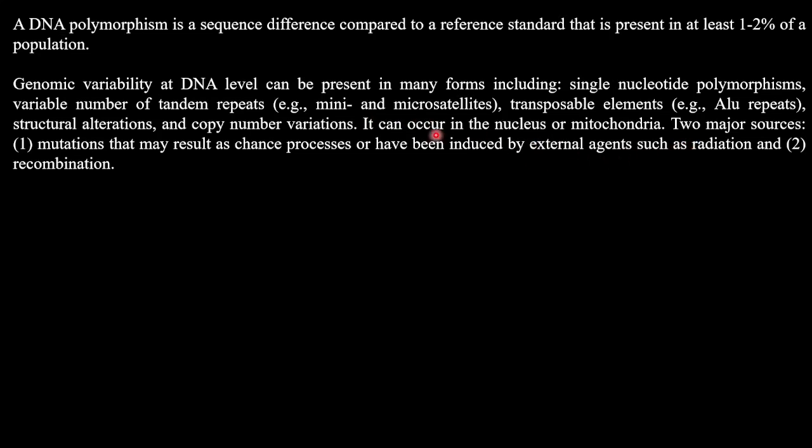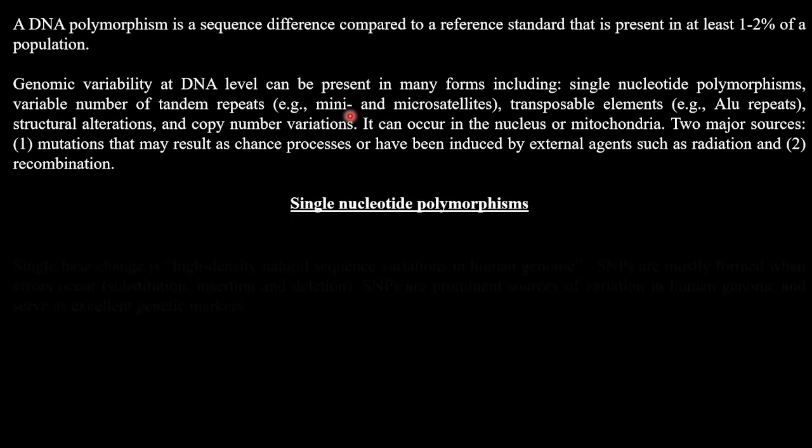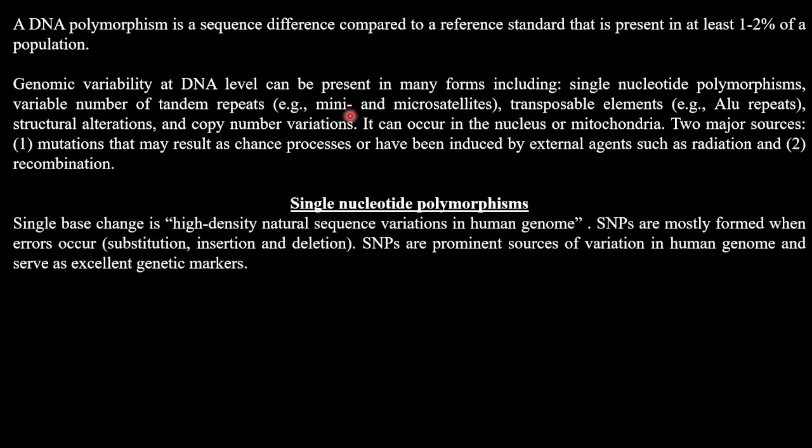And DNA polymorphism could be single nucleotide polymorphism, variable number of tandem repeats, minisatellites, microsatellites, then transposable elements, copy number variations. So we are going to discuss how many types of DNA polymorphism there are. Number one is single nucleotide polymorphism. As you can see by the name only, there is a difference in a single nucleotide. Okay, others are the same. And it could occur because of substitutions, insertions, and deletions.